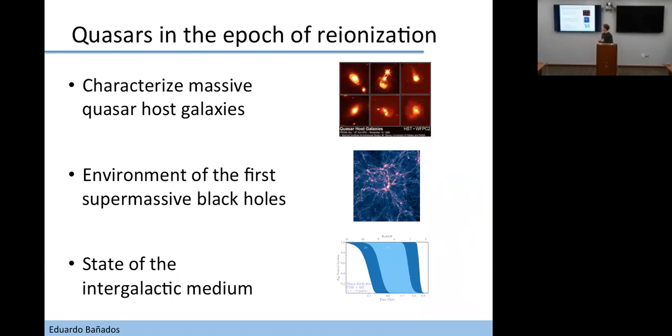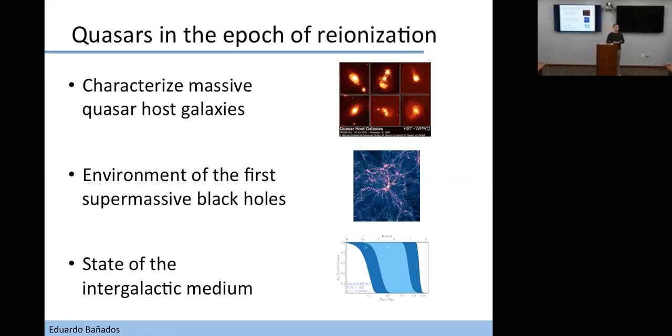As I said, it's also very interesting to study the environments where these objects live. And at the end of the talk, I'm going to come back to the first part of the talk, to see how we can use these objects to constrain the intergalactic medium. But hopefully I convinced you that these are interesting objects, these quasars in the epoch of reionization, the first billion years of the universe.